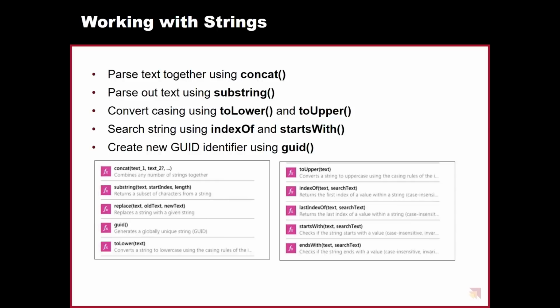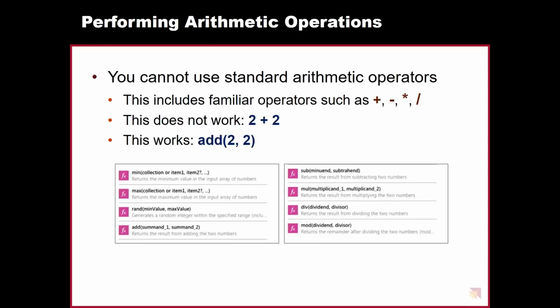Now, if you want to work with strings, you can call concat, and it doesn't just take 2 parameters, but you can say parameter 1, comma, parameter 2, so you can put 5 or 6 different things and put them all together. If you want to parse text out, there's substring, to lower, to upper. If I want to search through a string, there is an index of. So if I say look through the string for the letter P and it finds it, it tells me what starting place it's at. And there's also a way to create a GUID identifier just by calling the GUID function.